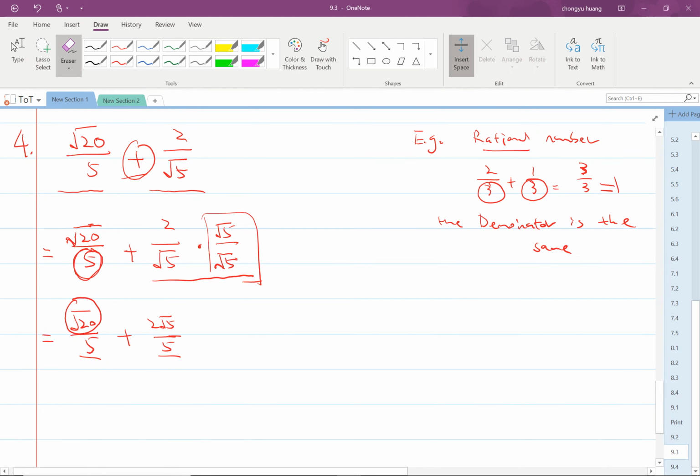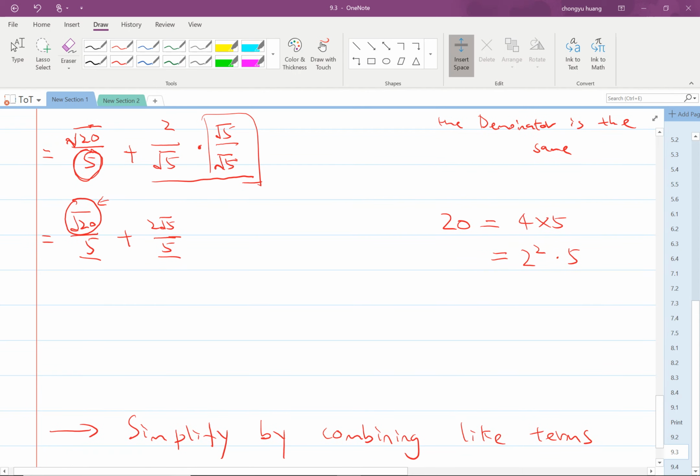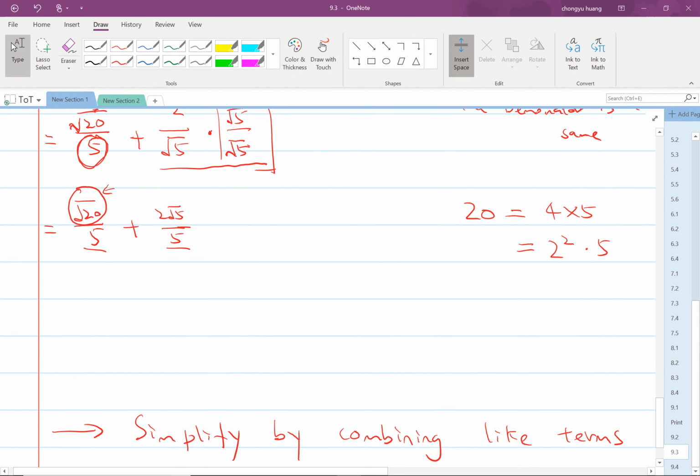So the thing for you to do for now is to focus on simplifying the square root of 20. Everyone knows 20 is equal to 4 multiplied by 5, and 4 can be written as 2 to the power 2, multiplied by 5. Let me move it down a little bit. Now we can simplify this a little more. So the square root of 20 can be written as 2 to the power 2 multiplied by 5.